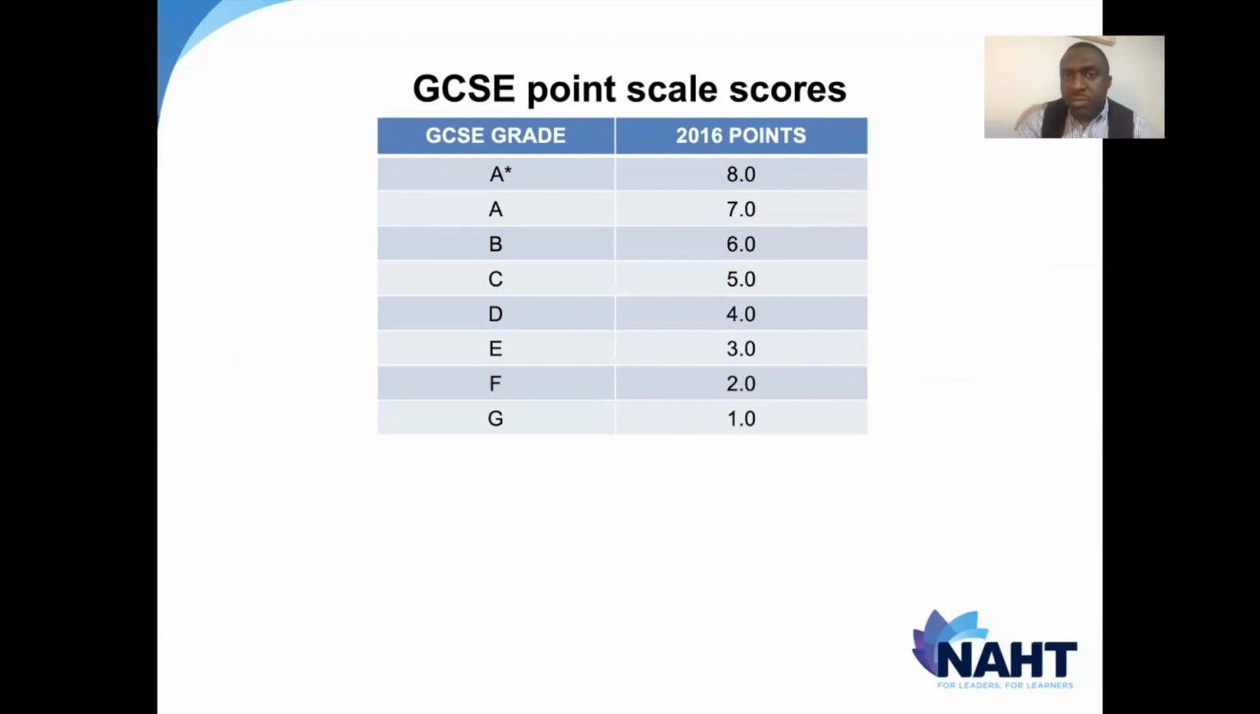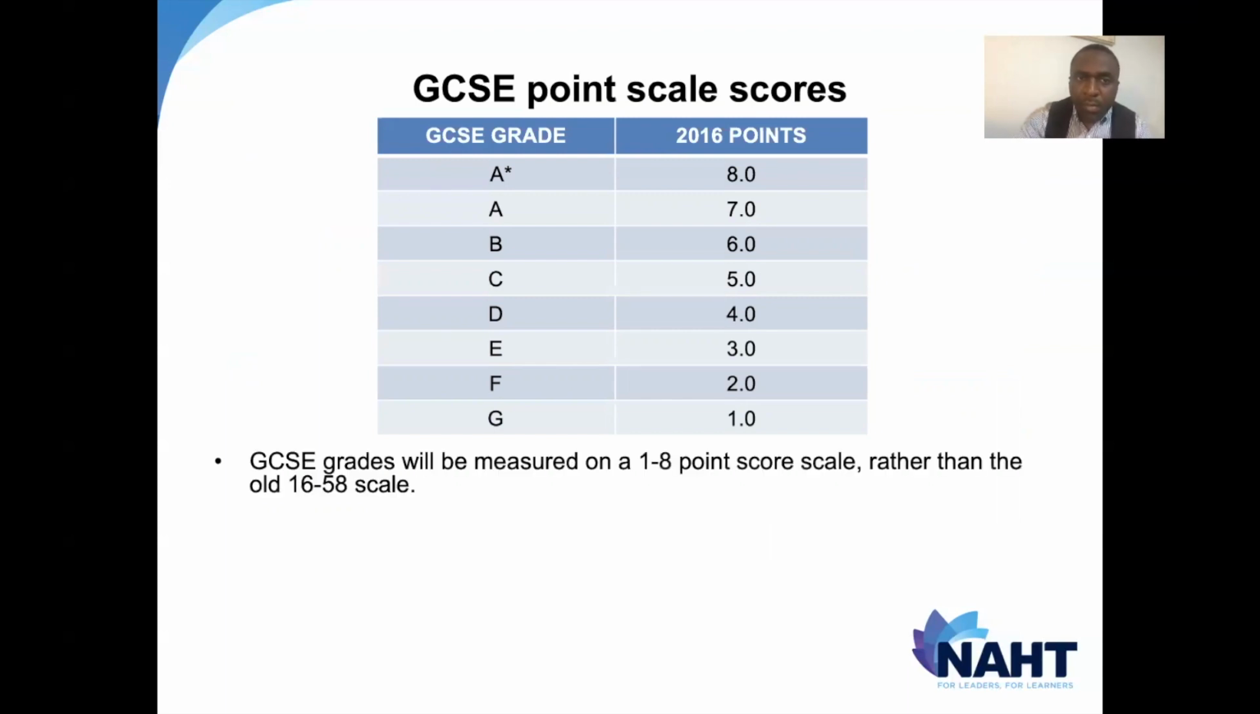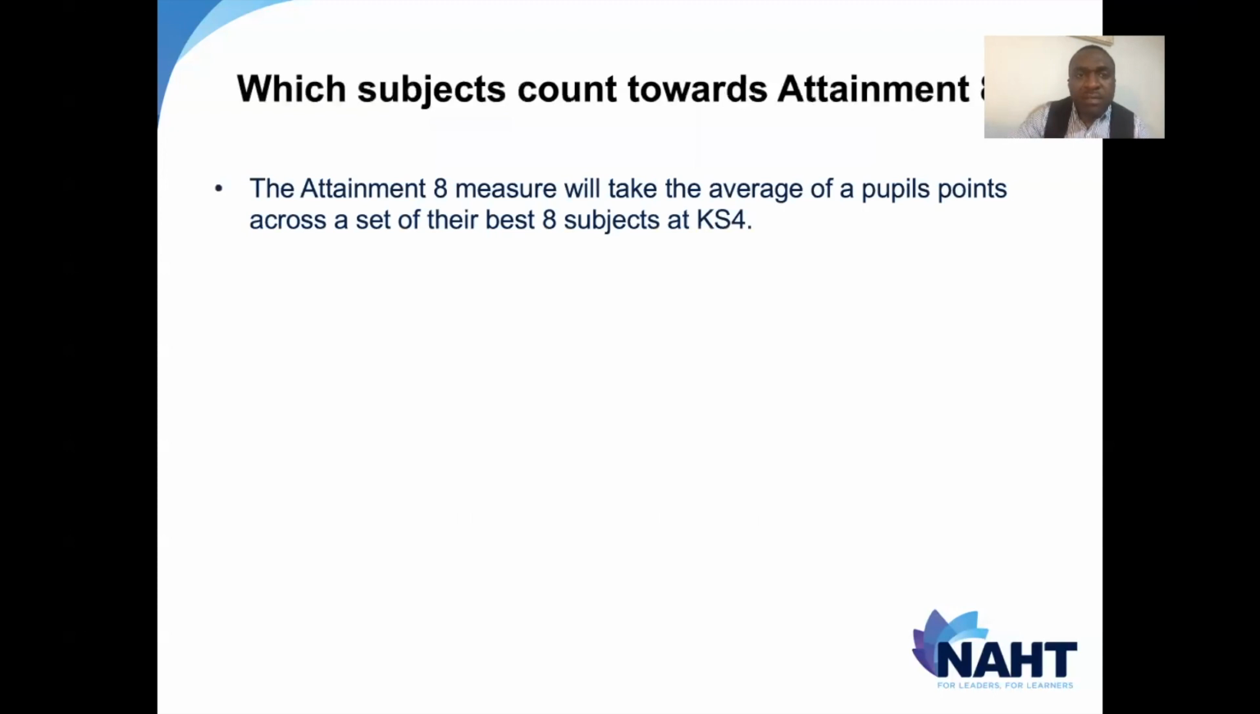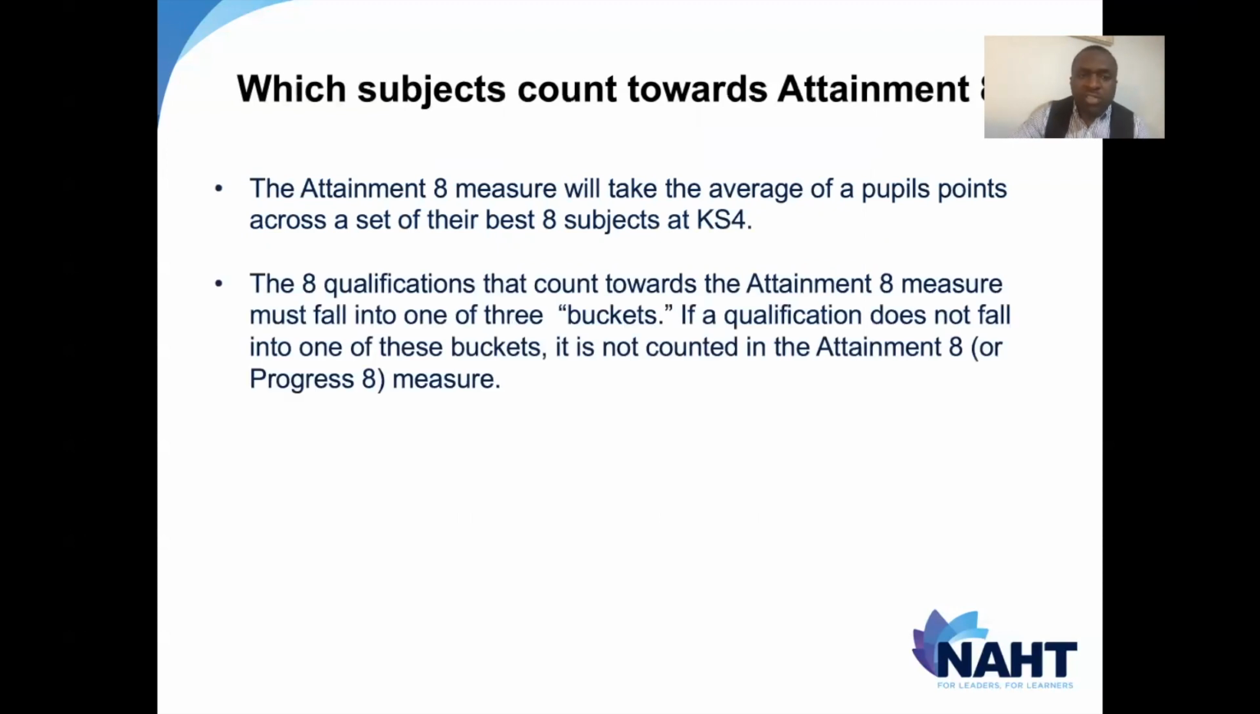GCSE grade point scores from 2016 have moved from A star to G, to 1 to 8. Now, lots of people are still trying to get their heads around this, or they might have gotten their heads around it, but they don't know what this means in terms of getting to universities and actually monitoring attainment. GCSE grades will be measured from 1 to 8, like I said initially. Let me get you straight to where it matters. The attainment is a measure of the average pupil's point score. So let's see, what point score are we talking about?